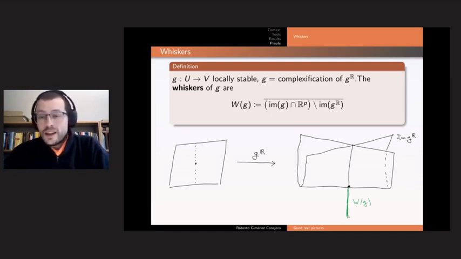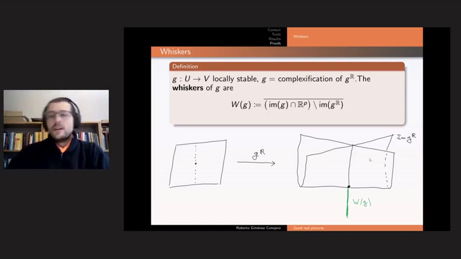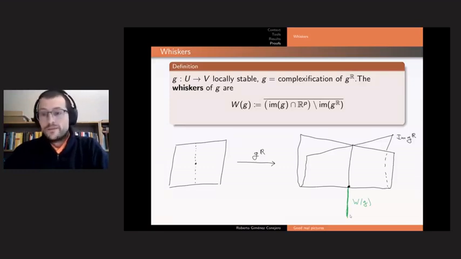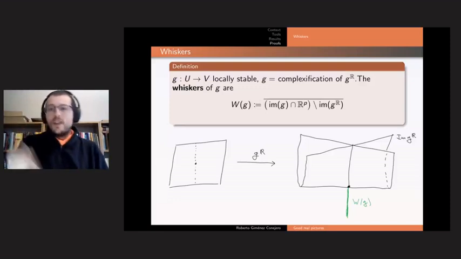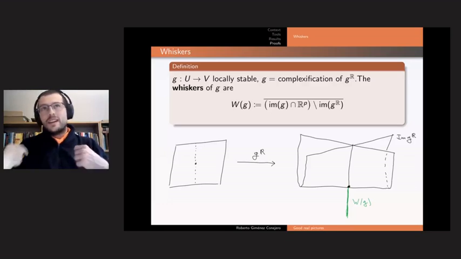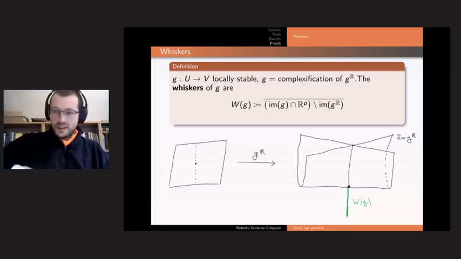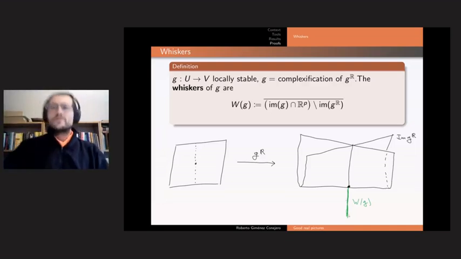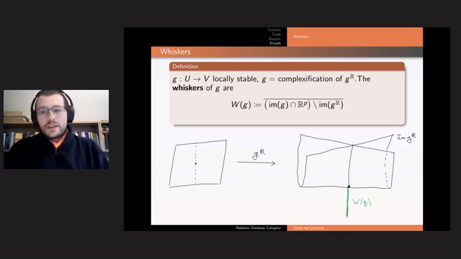If you want to see this in another way, you have this kind of set in R3 in this case, or in RP. If you take the Zariski closure, the whiskers are what you have to add to have the Zariski closure. So either you see that they are what you are missing from the Zariski closure, or it is the image of the complex points that go to the reals. So the complex image intersected with the reals minus the real image. In this case, it is this. And this object is very tricky because it gives you a lot of problems. Because, well, I'm going to show you now.